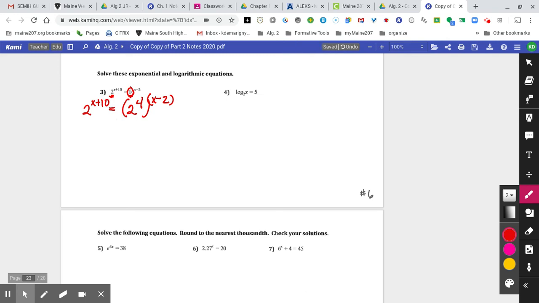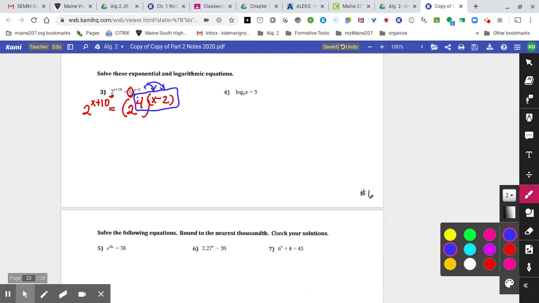Now, remember when you have a power to a power, and let me pull out a different color here. When I have a power to a power like these 2 are, I have to multiply those. So that means in this case, I'm going to distribute it.